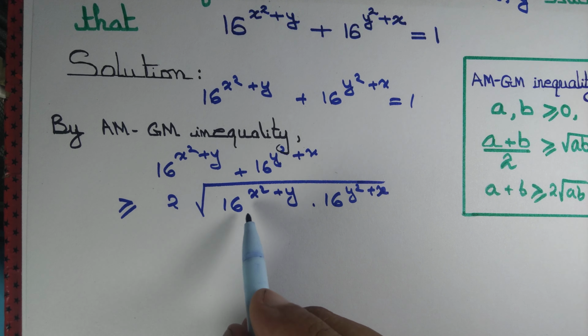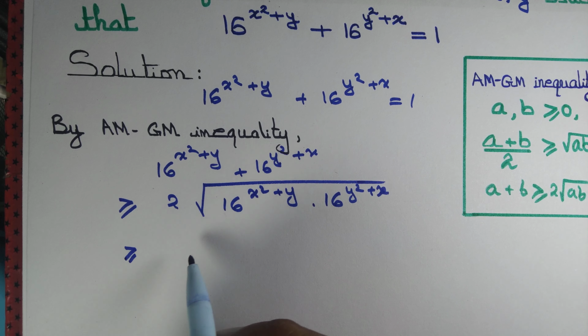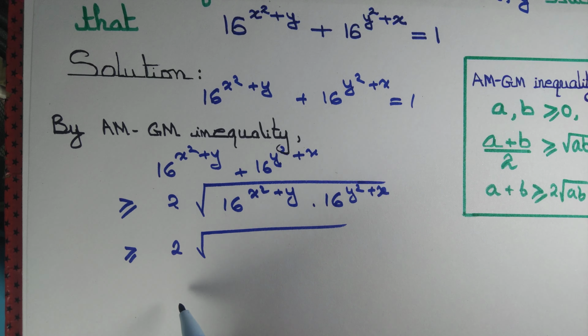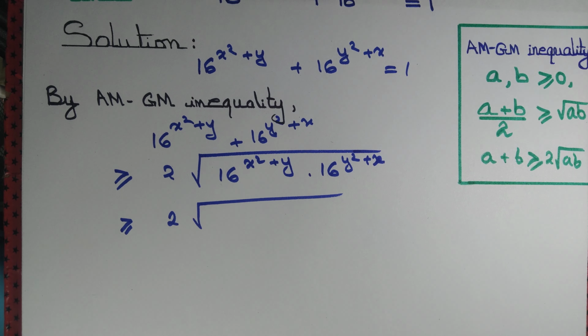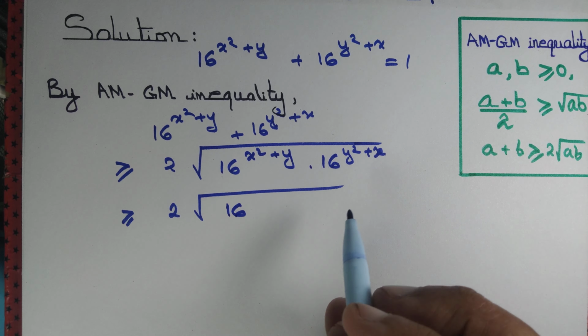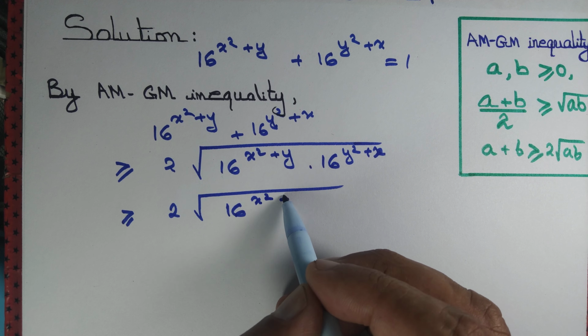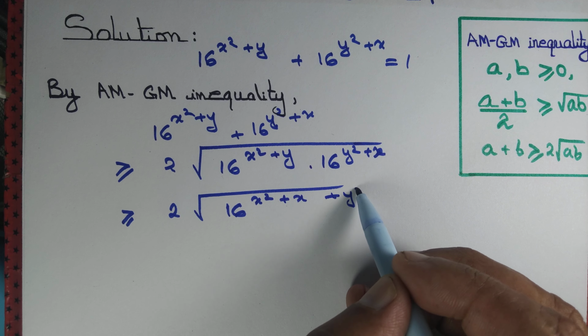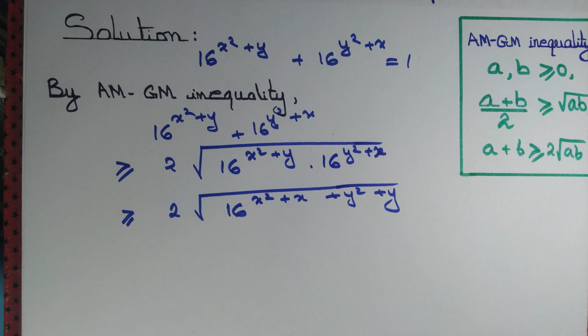Now we got the same base 16, so we can add the powers. So in fact these two are equal, and we just write greater than or equal to 16^(x² + x + y² + y).